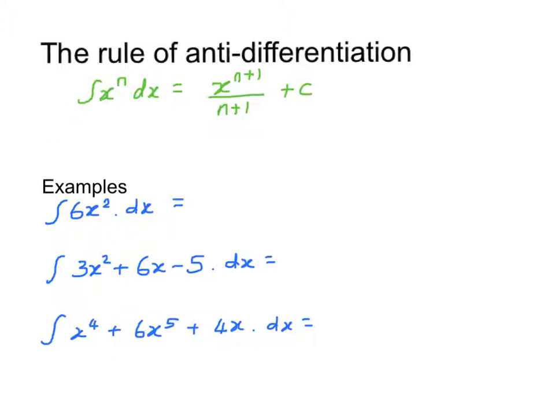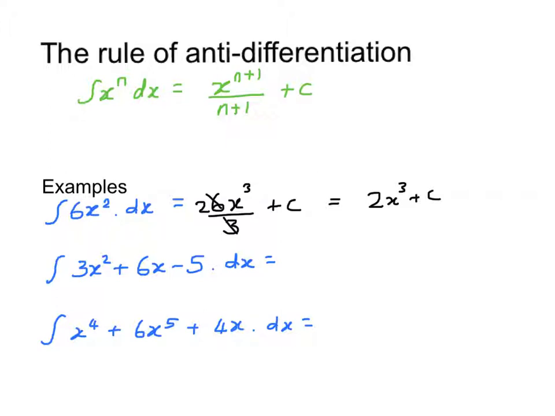We're integrating 6x squared with respect to x, so that equals 6x to the power of 2 plus 1, which is 3. We divide it by 3 as well, and we add a constant. And we can of course simplify that: 6 divided by 3 is 2, so 2x to the power of 3 plus c.